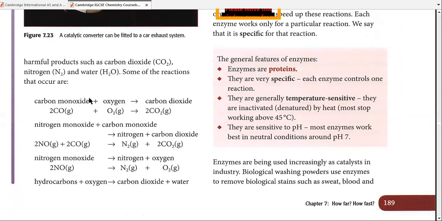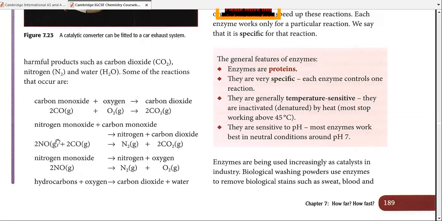Carbon monoxide, upon reaction with oxygen, was converted into carbon dioxide, a relatively much less harmful gas. In fact, it's not a poisonous gas. CO is poisonous, CO2 is not poisonous. In fact, our body keeps producing CO2 all the day and keeps throwing it out of the body through our respiration system. Okay? Actually, through our breathing system.